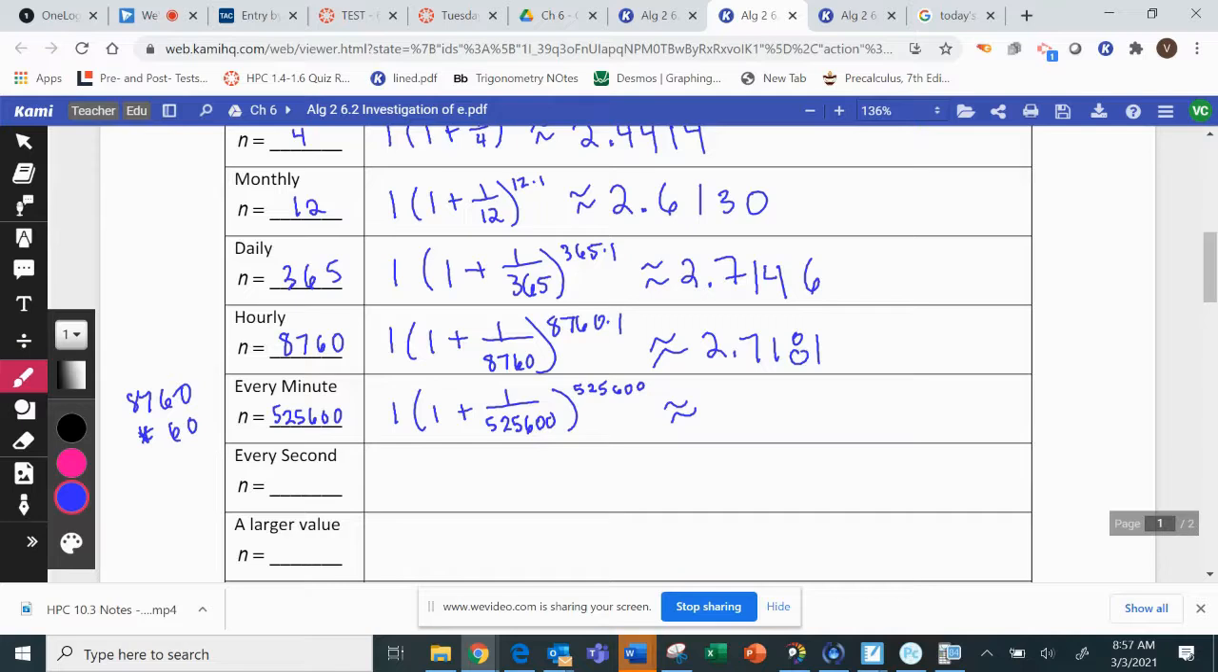All right, I'm going to speed this up a little bit. That is 2.7183. So every second, I'm going to multiply by another 60. I know that's so hard to do on your calculator, right? Just kidding. So that number is 3153600. 1 times 1 plus 1 over 3153600 to the 3153600.